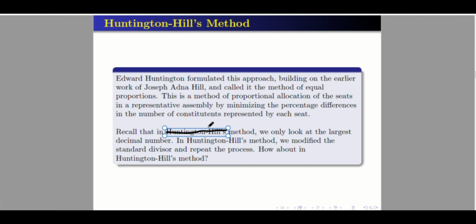Now recall that in Hamilton's method, we only look at the largest decimal number in distributing the remaining things to be distributed. In the second method, which is Jefferson's method, we modify the standard divisor and repeat the process. Now, how about in Huntington-Hill's method?